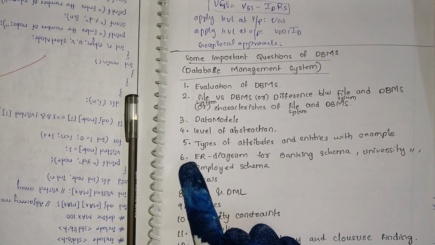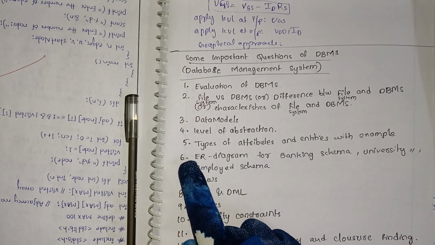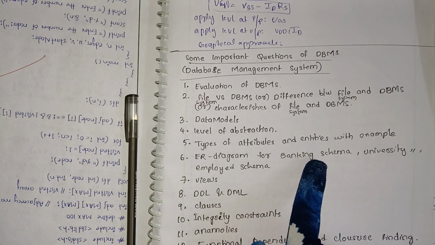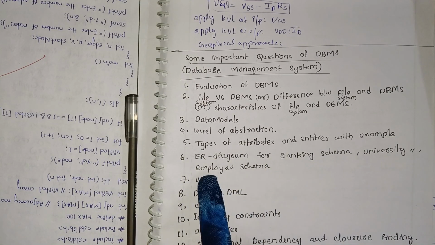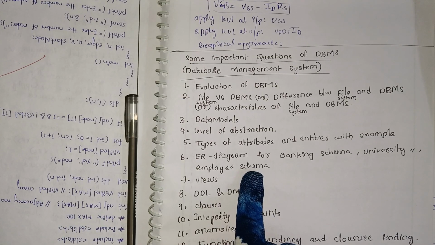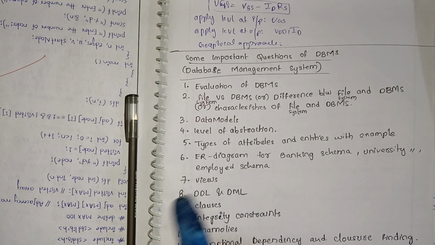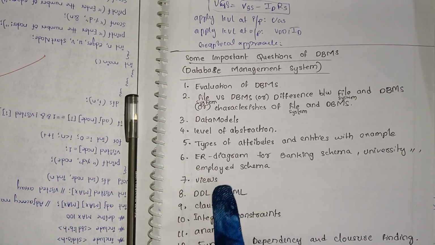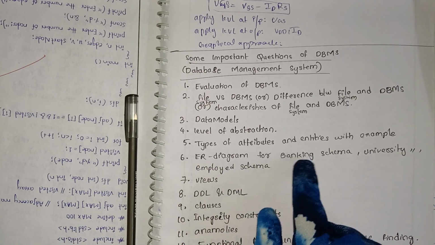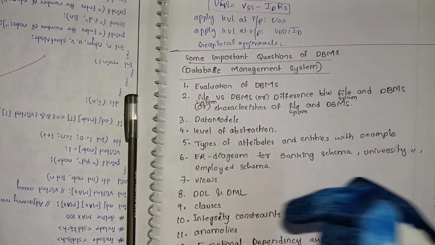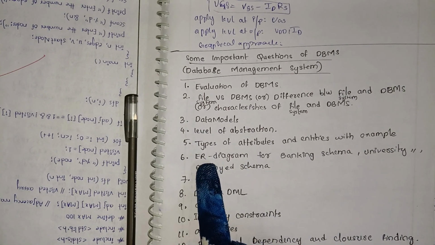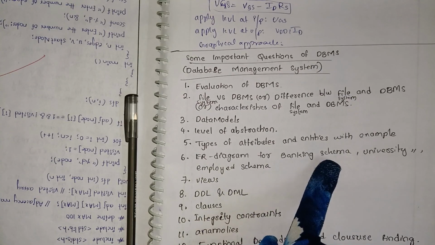So I will explain the sixth important question and its answer. For this I will explain only the banking schema. The university schema and the employee schema I will explain in the upcoming next class. So I will explain in this class the diagram for banking schema.